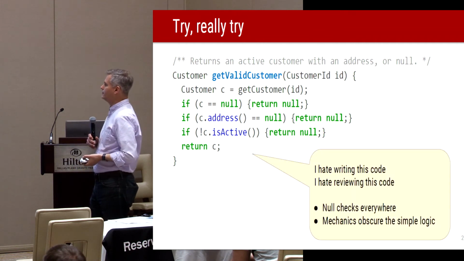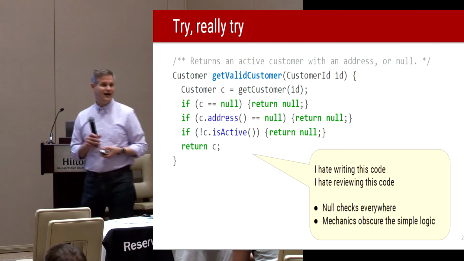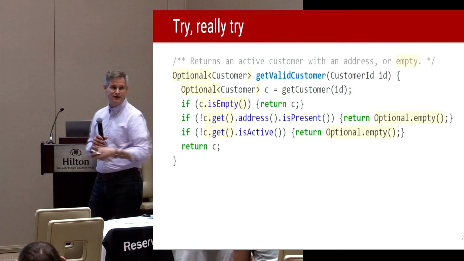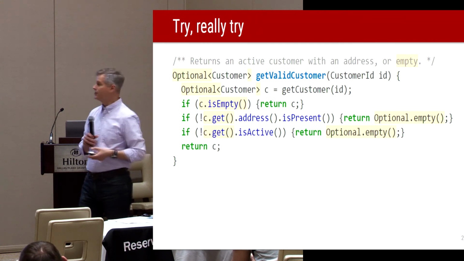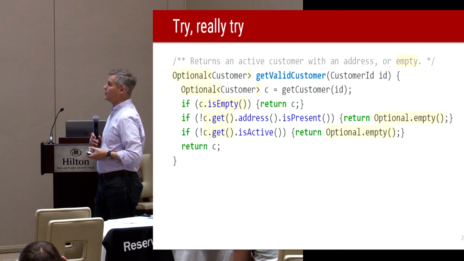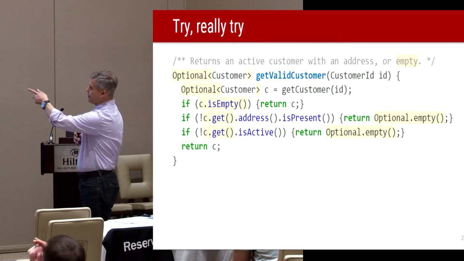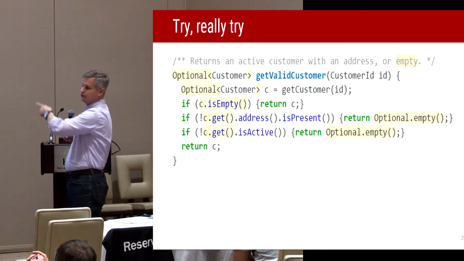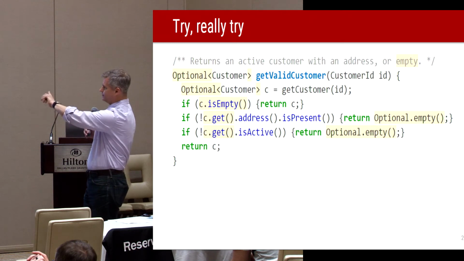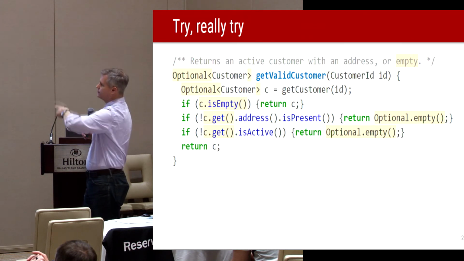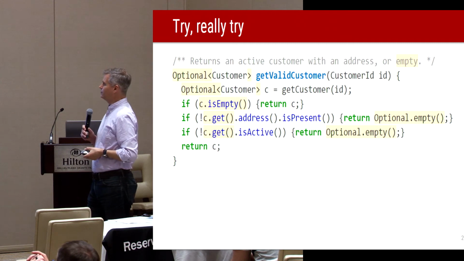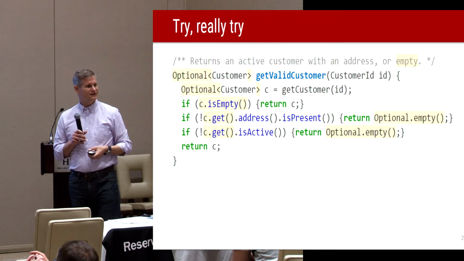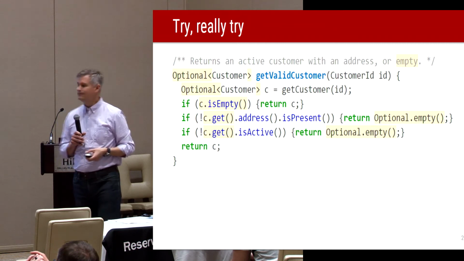I hate writing this code, and I hate reviewing this code even more than I hate writing it. So I've highlighted in yellow the changes we had to make to this code to get it to use optional. Here's optional. We have optional customer coming out of get customer now. We could actually do this in a slightly more idiomatic way that I saved in this example, but basically you're still doing the same kind of checks, and everything still looks pretty similar. Not really great. It's slightly more verbose than the last version, actually.